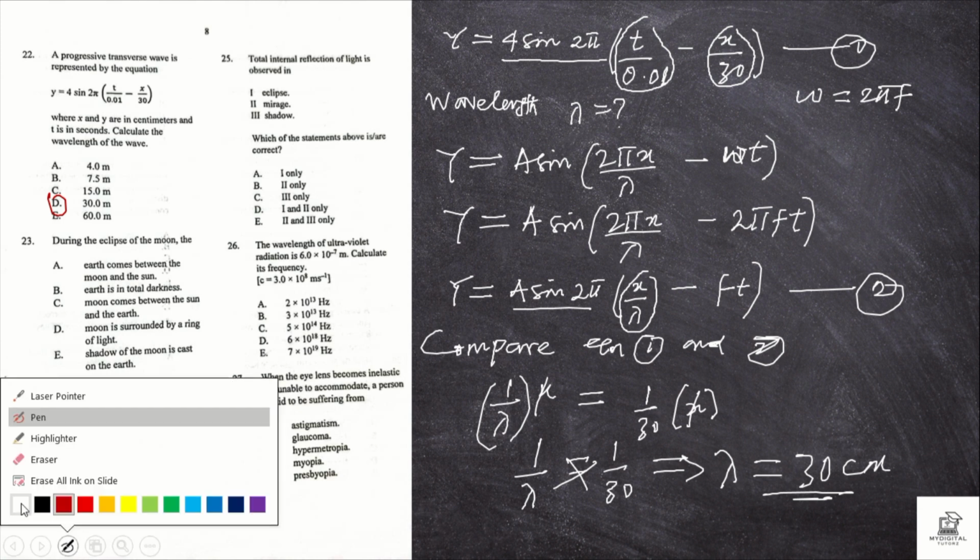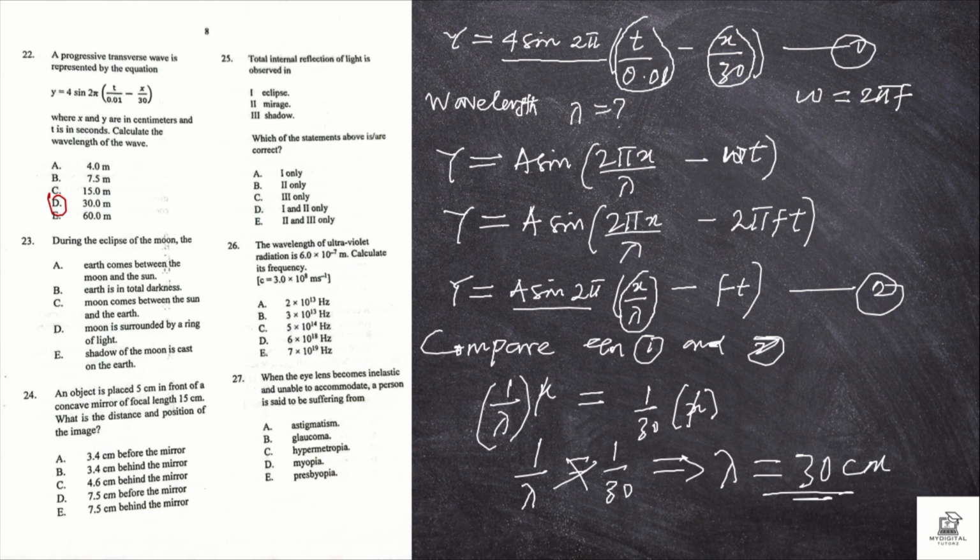The next is question 23. During the eclipse of the moon, what happens? A, the Earth comes between the moon and the sun. B, Earth is in total darkness. C, moon comes between the sun and the Earth. D, moon is surrounded by a ring of light. E, shadow of the moon is cast on the Earth. So the correct option here is option A.